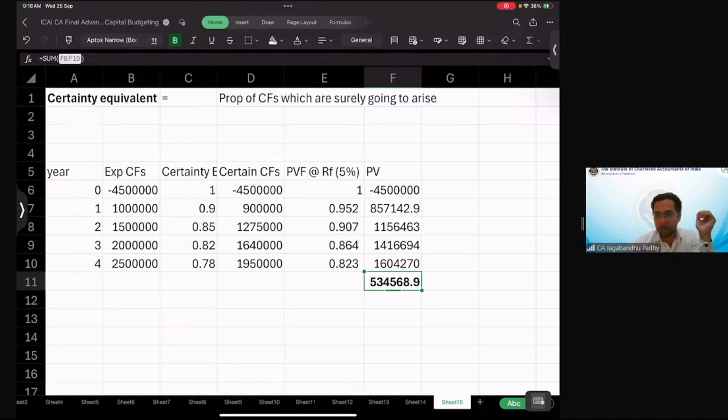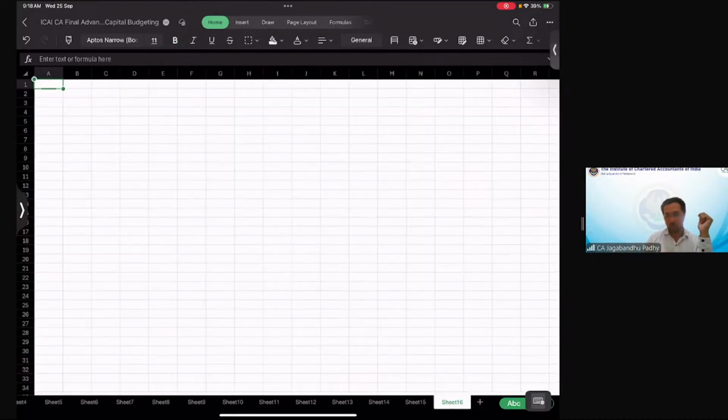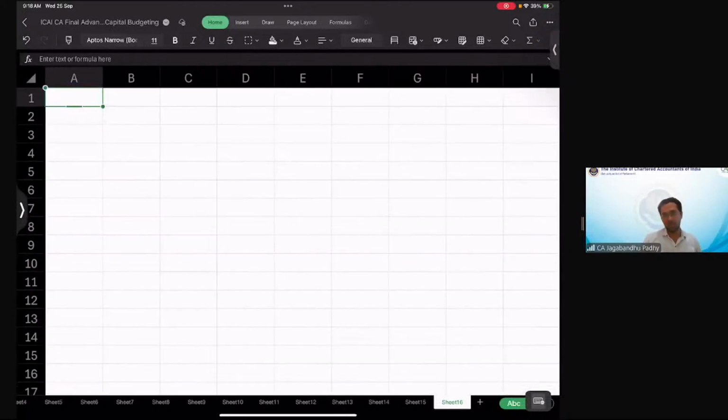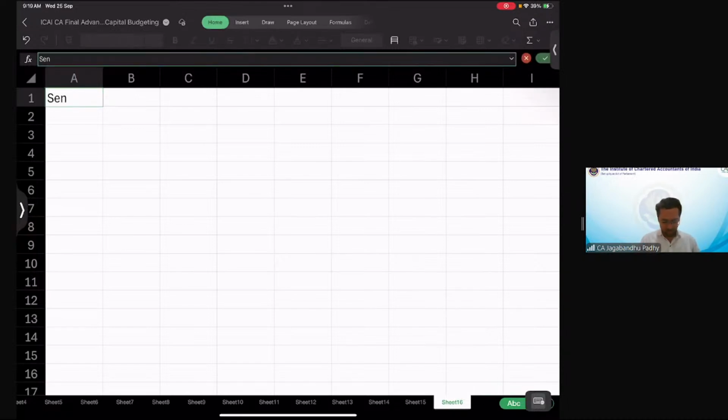Yes, everyone. Perfect. Great. Now let's go for the next technique of actually understanding or analyzing the risk that we have in a project, which is called sensitivity analysis.